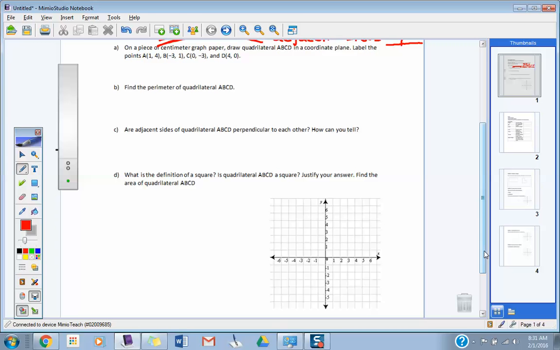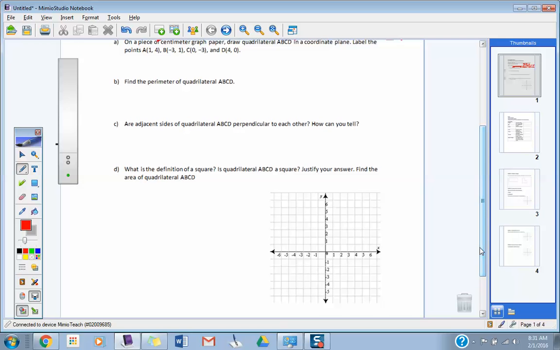On a piece of centimeter graph paper, draw a quadrilateral ABCD in the coordinate plane. Label the points A, (1, 4). Okay, so let me do that here quickly. (1, 4). Negative 3, 1. Okay, (1, 4) would be right 1 and up 4, wouldn't it? So right here. What's your next point? Negative 3, 1.